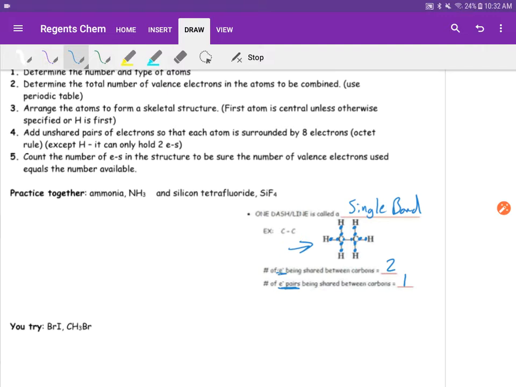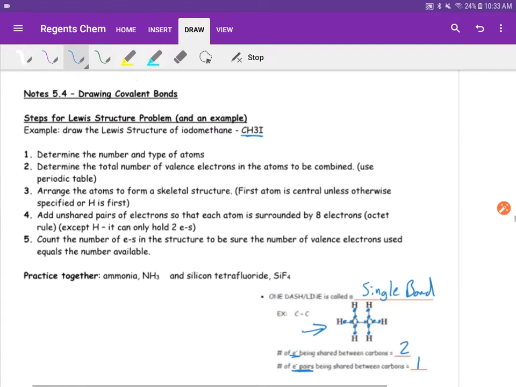So notice how questions are very, very similar. These two questions are very similar, but one is talking about the number of electrons and one is talking about electron pairs. And that will be something that may trip some of you up. So make sure, again, that you are reading and answering the question that's asked. That's the biggest thing when it comes to Regents questions.